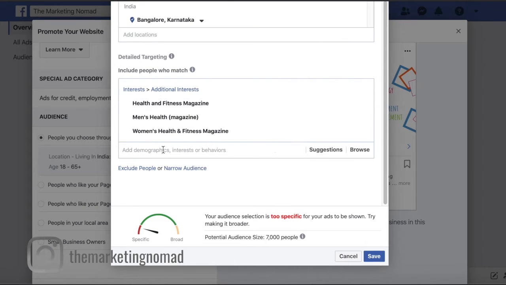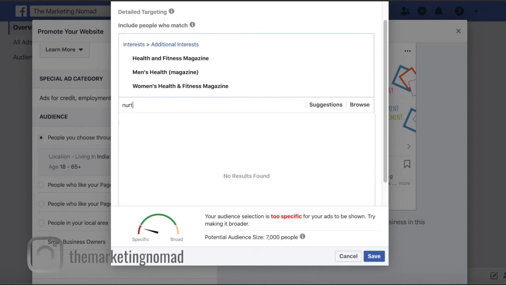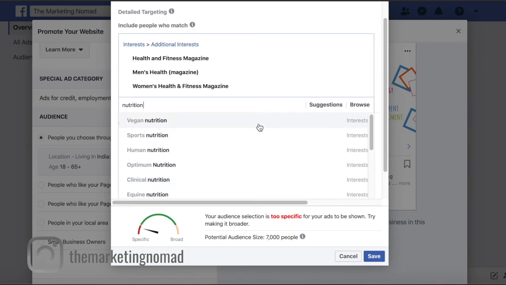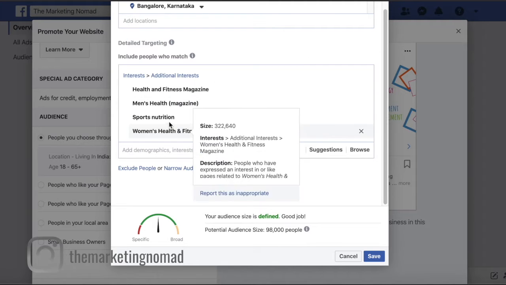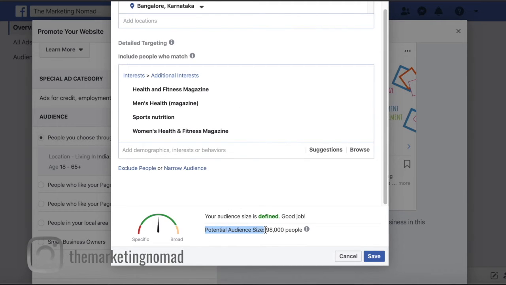Let's keep going, guys. Nutrition. Nutrition would be another. Vegan nutrition. Human nutrition. Sports nutrition. There you go, guys. Now it's pretty well defined. But as you keep adding these parallel interests, you can increase your potential audience size, and you can be kind of sure that the 98,000 people that you are showing your ad to, they have a high probability of clicking your ad. So there are ways to obtain this information, and it's not that hard.